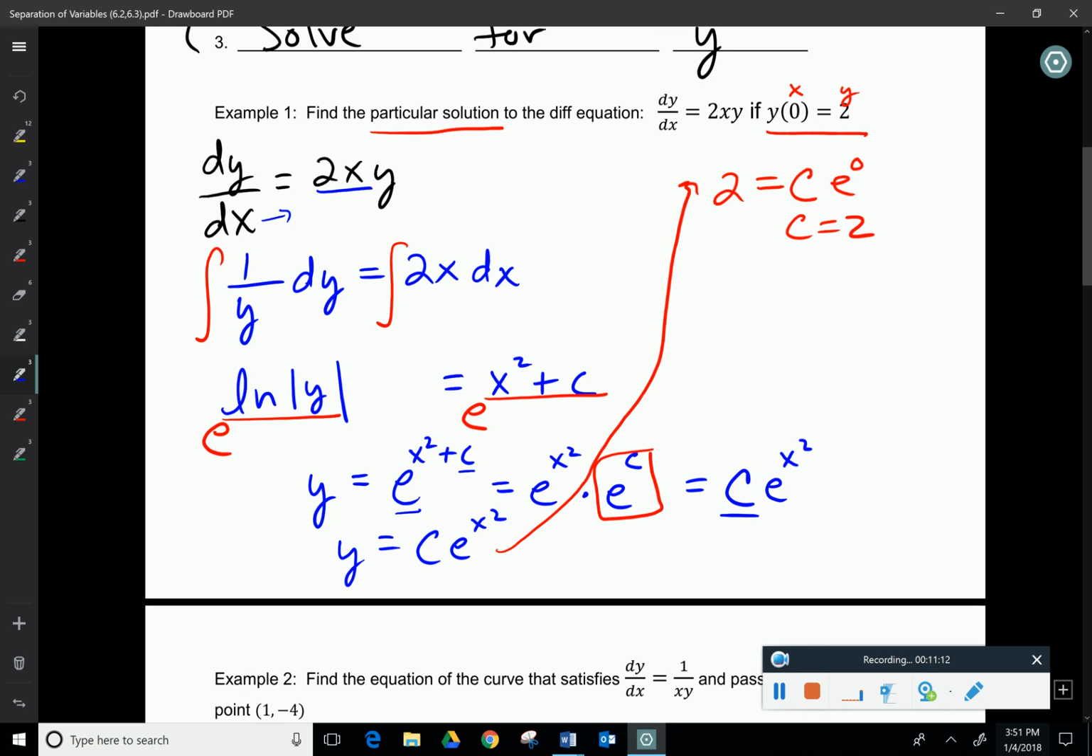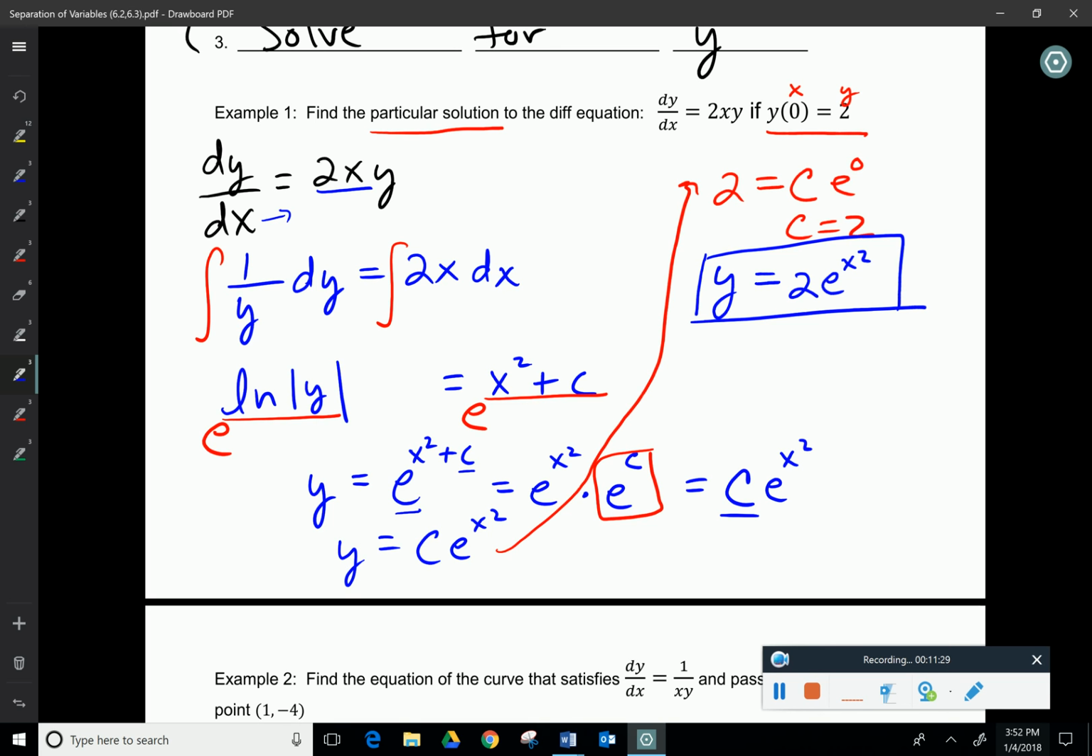So what is my actual particular solution? Well, y equals c, which we just decided was 2, e to the x squared. So this is the particular solution to the differential equation. Now, you may be thinking to yourself, well, that's a lot of steps. And you're right, it is.